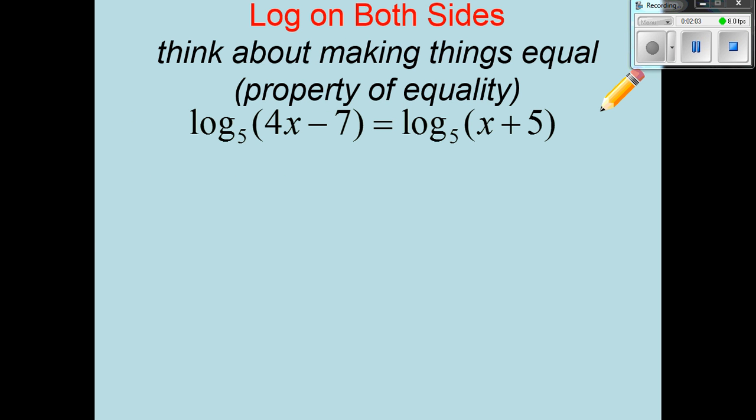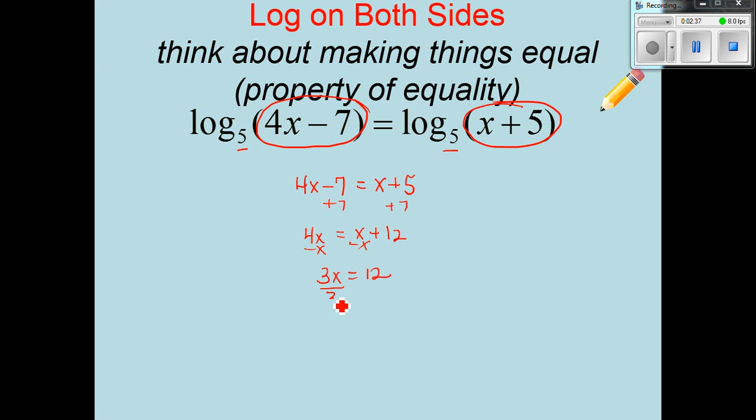So, first of all, logs on both sides. Let's think about making things equal. If there's a log on both sides and they're both to the same base, I can set these two things equal to each other. So 4x minus 7 is equal to x plus 5. Add 7 to both sides. I get 4x equals x plus 12. Subtract x from both sides. I get 3x equals 12. Divide by 3, and I get x equals 4.